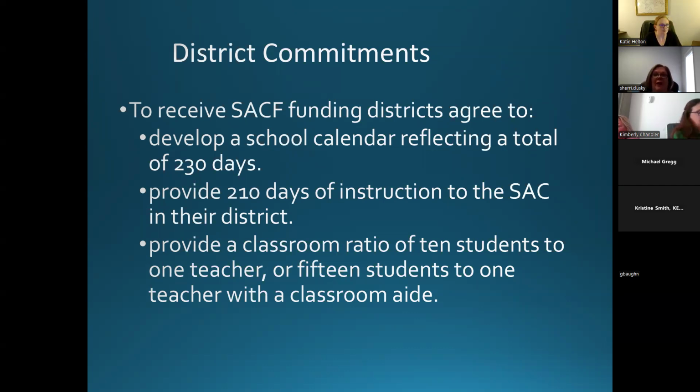Okay, thank you. And then also, one of our requirements that the district commits to is that you will have 10 students to one teacher, or 15 students to one teacher with an aide. We have districts that will say, okay, for a couple of days I had 16 students, am I okay? Yes, you're okay. It's an average. We just want best practice. What's in our statutes and regulations is that you'll have 10 students to one teacher, 15 students to one teacher with an aide. That's good. And some days you may have a few extra, and that's okay.